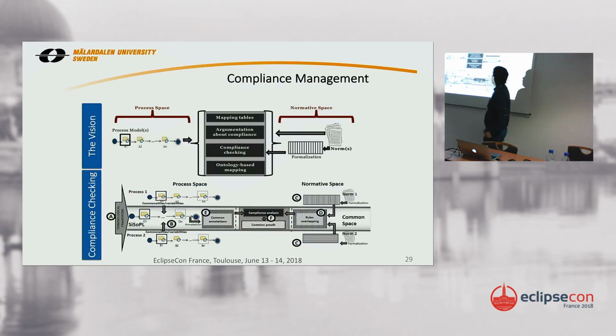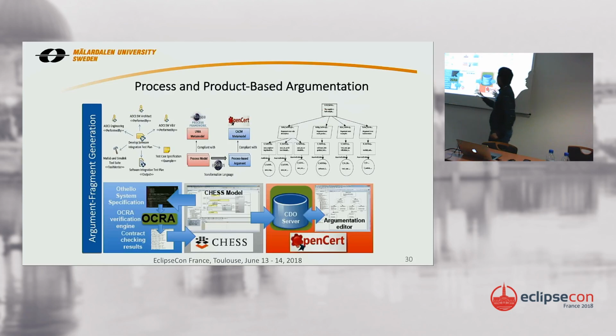The MAS vision for compliance management is development and integration of 4 complementary methods, in particular mapping tables, generation of argumentation about compliance, automated compliance checking, and ontology-based mappings. For compliance proof, we use the rigorous tool, which is the compliance checker for the processes. We have implemented the generation of process and product based argumentation. The process based argumentation generation is triggered from the EPF Composer, while the product argumentation generation is triggered from the Chess.